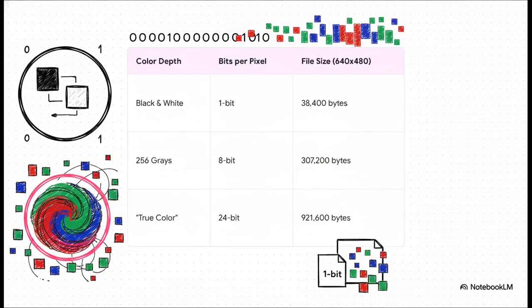And the more bits or the more information we use for each pixel, the more colors we can show. But there's a trade-off. A simple black and white picture only needs 1 bit per pixel. It's either on or off. But to get what we call true color, you need 24 bits for every single pixel to store all that rich red, green, and blue data. And as you can see, that makes the file size way, way bigger.